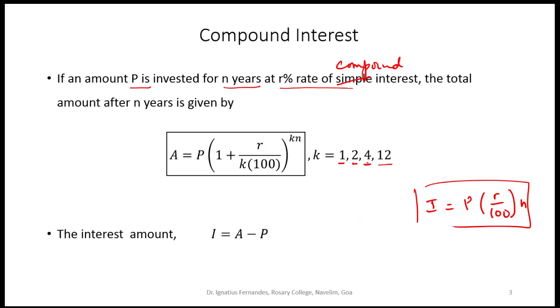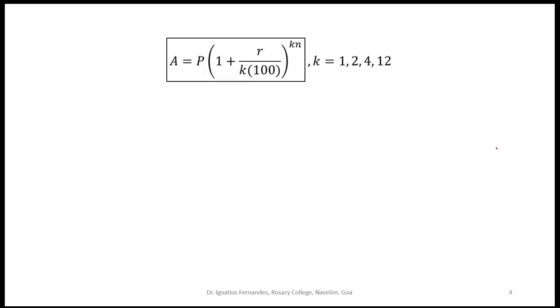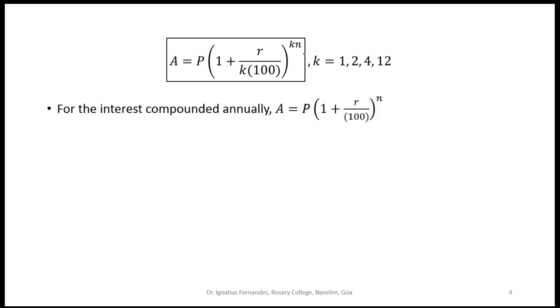So if we put these values of K equal to 1, 2, 4, 12. If the interest is calculated on a yearly basis, then I just put K equal to 1. In that case, the formula in explicit form will be, this K will be equal to 1 here, and here K into N, that is 1 into N, will be equal to N.